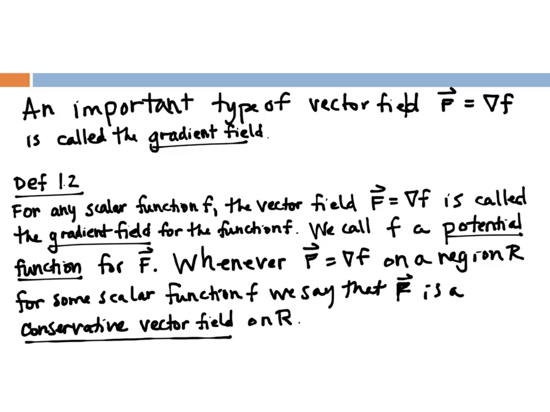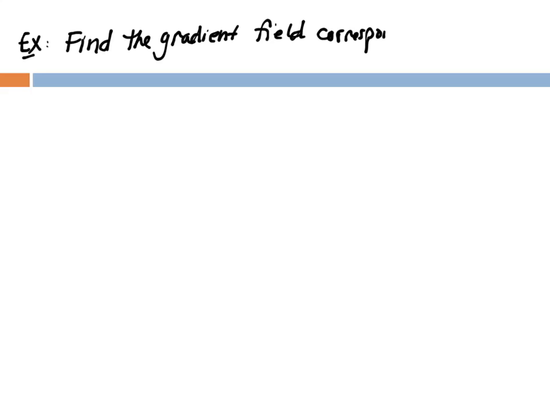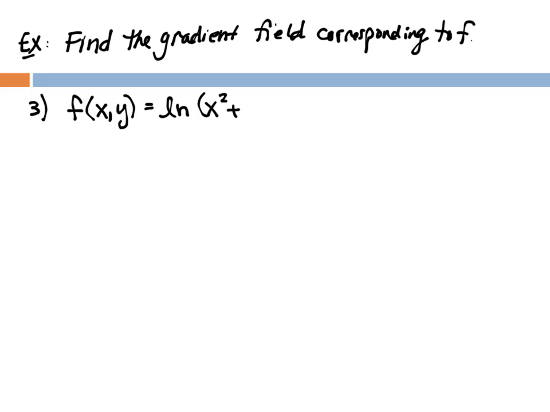We're going to do a couple of examples with some gradients now, okay? Does everybody have this jotted down? Good. Okay. All right, so first example of this, very straightforward. We're going to find the gradient field corresponding to f. So f of x y is going to be the natural log of x squared plus y squared.